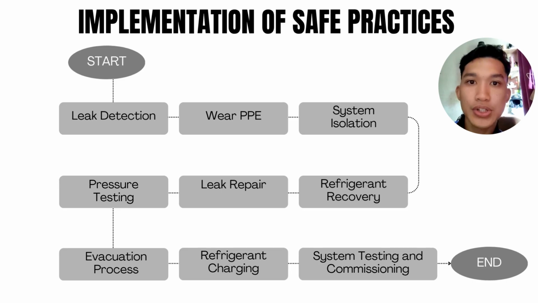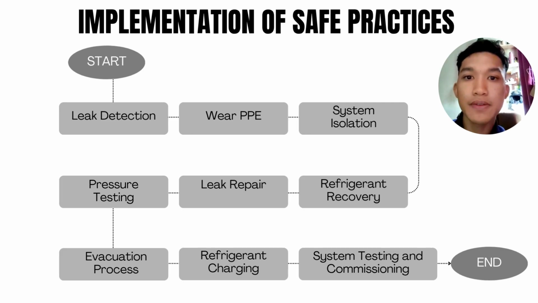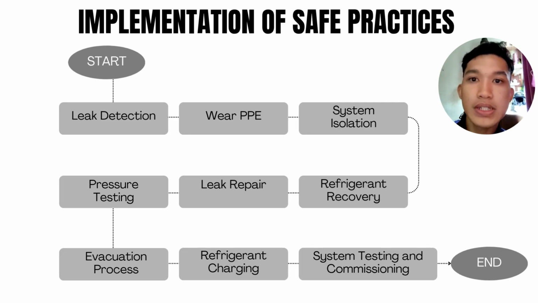This flowchart shows the safe work procedure for handling a refrigerant leak. The process starts with leak detection, followed by wearing PPE and isolating the system to ensure safety. The refrigerant is then recovered and the leak is repaired. After pressure testing and evacuation, the system is recharged and tested to ensure safe and efficient operation before returning to service.